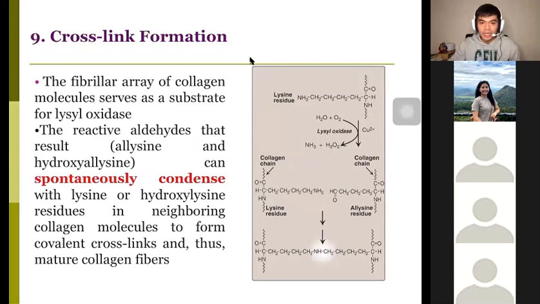And then, for the last, we have cross-link formation. So in cross-link formation, to be able to facilitate this, thus making the collagen more stable and more stabilized, we need the enzyme lysyl oxidase. And just like prolyl hydroxylase kanina, ang lysyl hydroxylase kailangan din ng cofactor. So ang kailangan ng cofactor is copper. Okay? Copper naman yung kailangan.